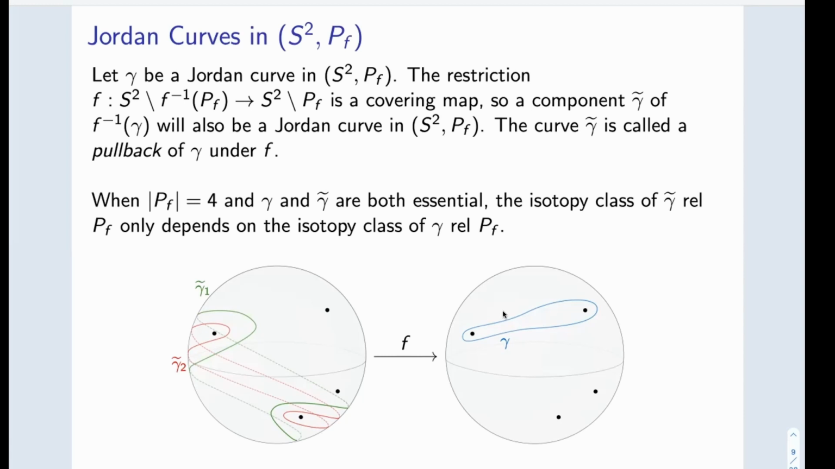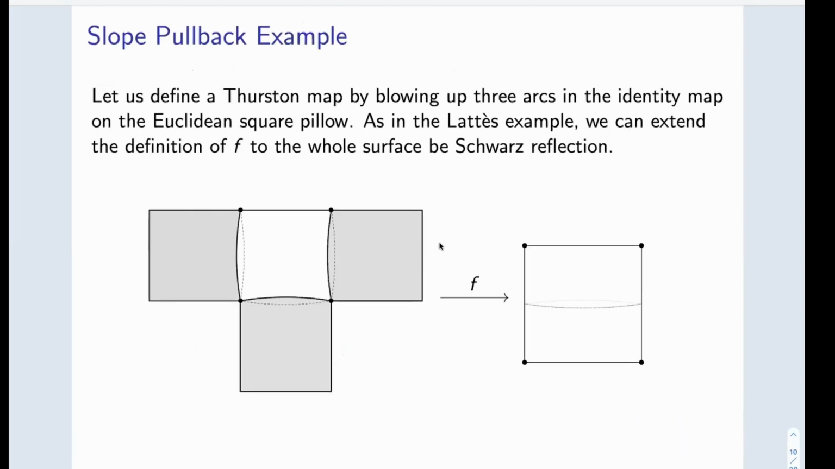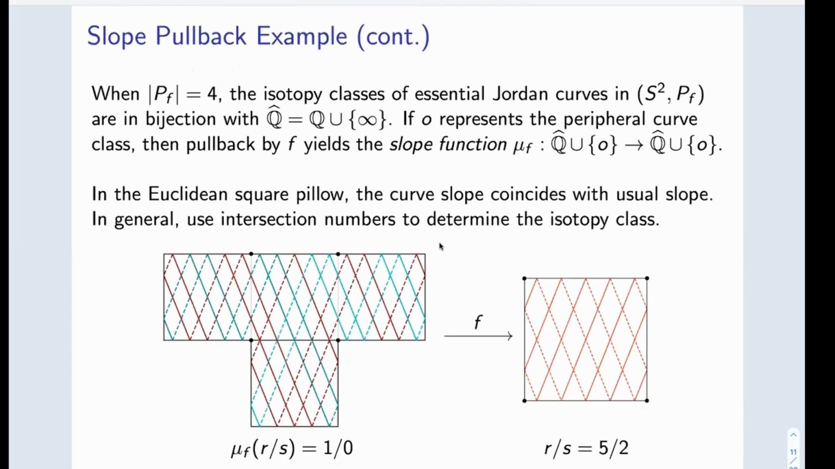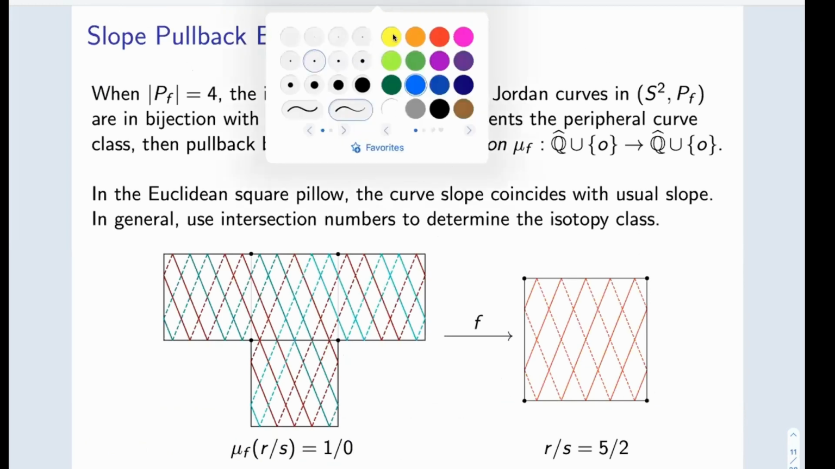And this case where I have 4 postcritical points is really going to be the only case we talk about today. So if I take the pullback of a simple closed curve, I know that in some sense it's going to be well defined up to isotopy when both are essential. So this allows me to define a function here.